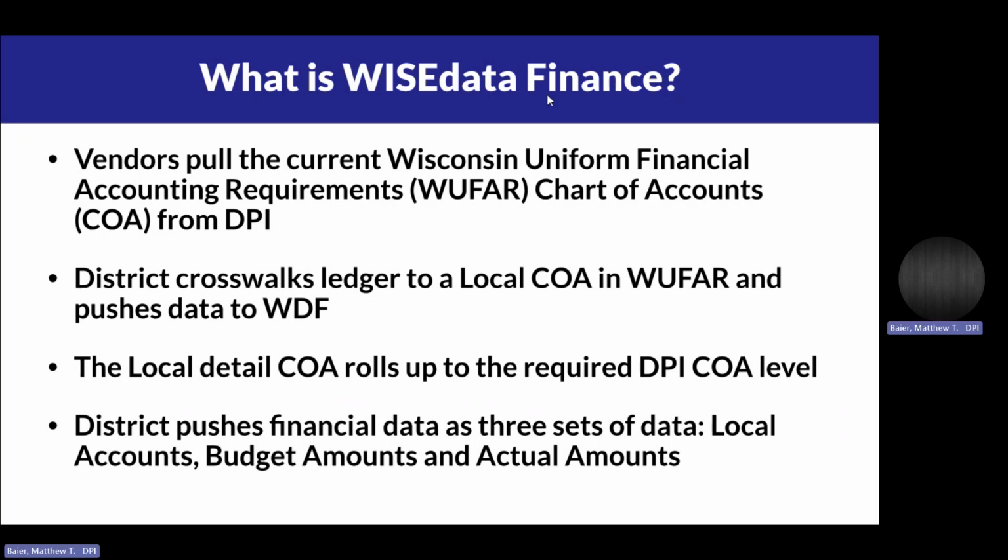On a yearly basis, we revise WUFAR. The vendors download that chart of accounts into their system. Districts crosswalk or associate their local ledger and their local chart of accounts to the DPI chart of accounts per the rules of WUFAR. Things roll up to a required reporting level. And that financial data consists of three data elements: local account, which is just the mapping of that local account to the DPI chart of account level; local budget, which is the budget amount; and then local actual, which is an actual amount as the year progresses.